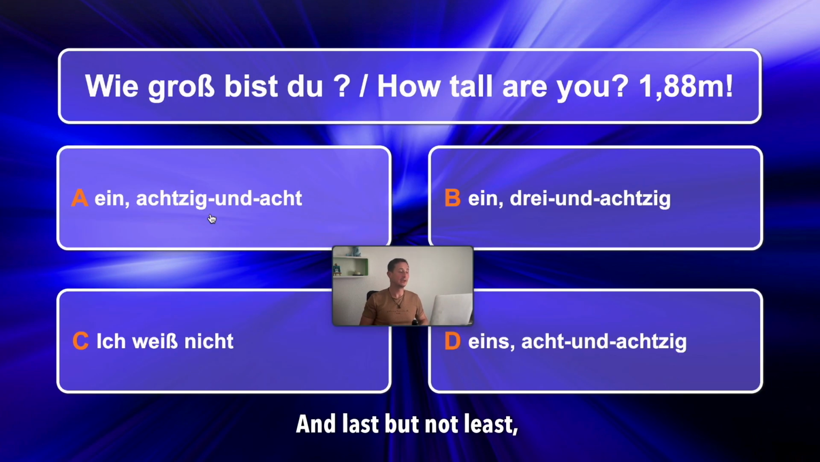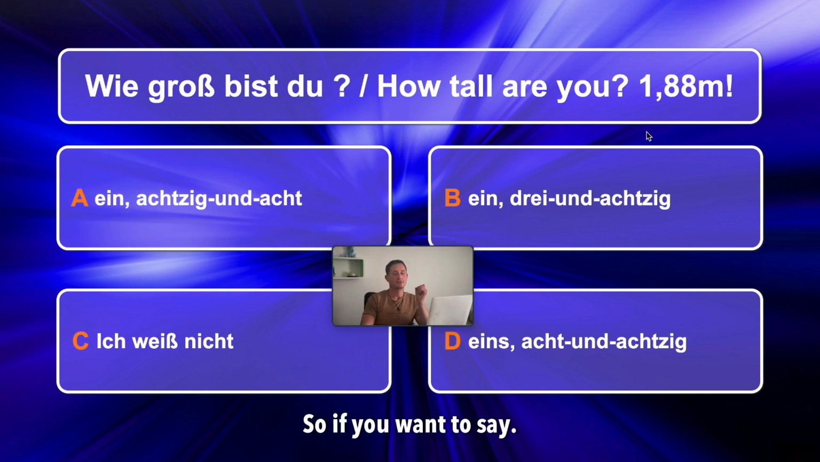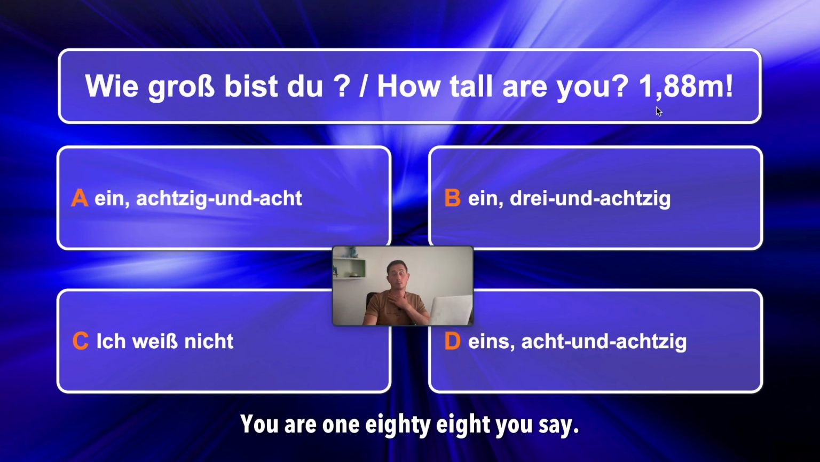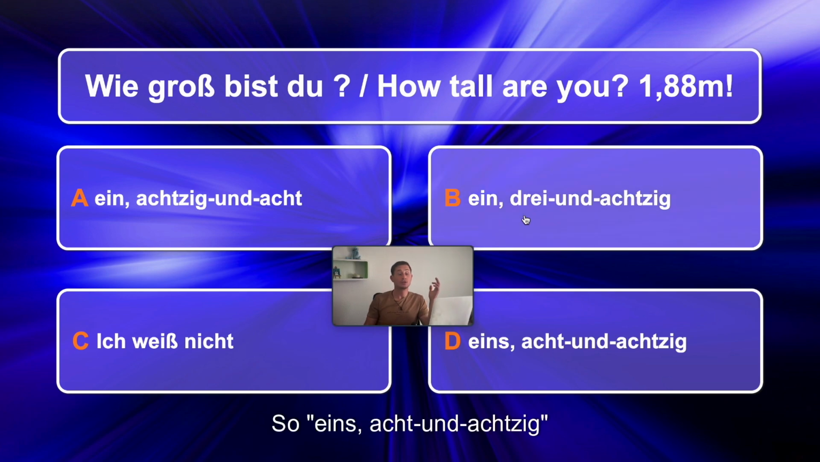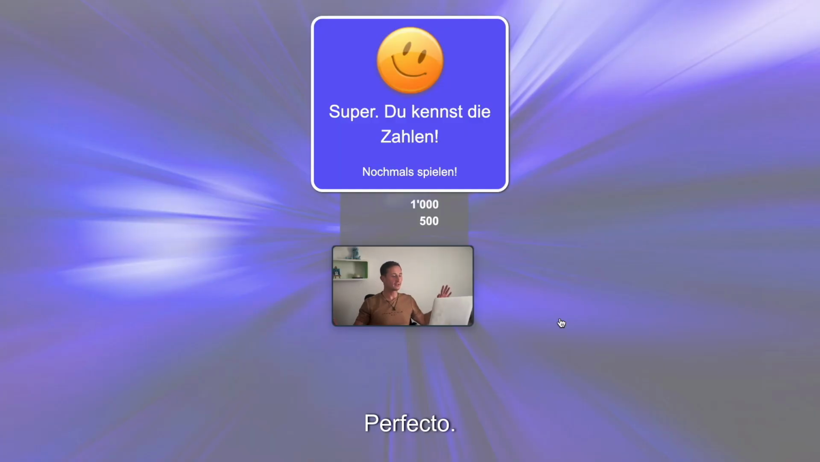And last but not least, wie groß bist du? So if you want to say you are 188, you say ich bin 1,88. Perfekto. So, du kennst die Zahlen.